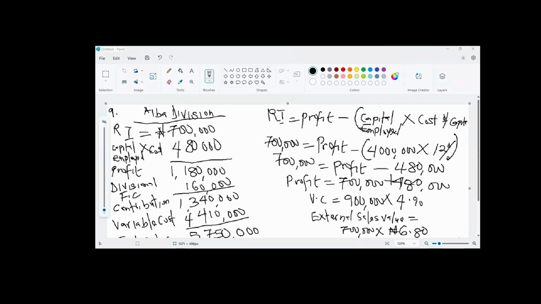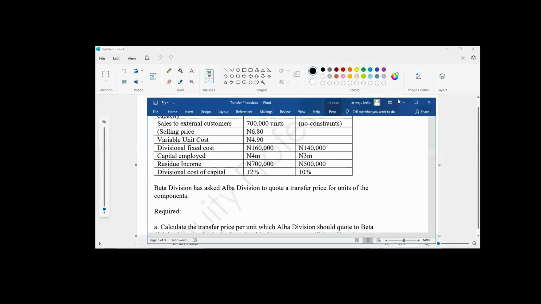Sir, is there a way to check that the figure we got for our transfer price will still give us that 700,000? Maybe a quick way. Why not? 100%. That will automatically give you back the figure.